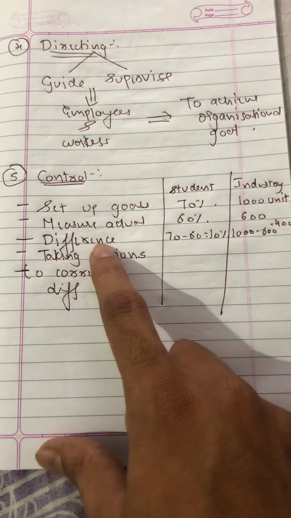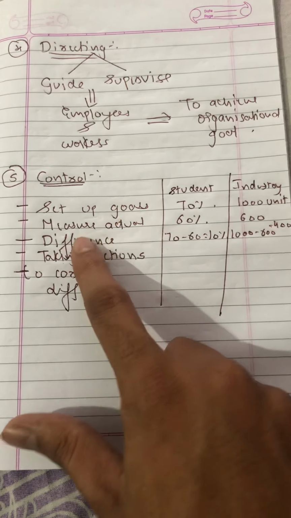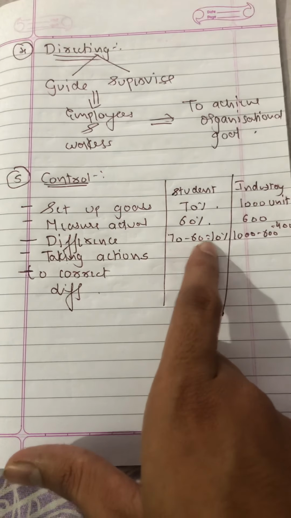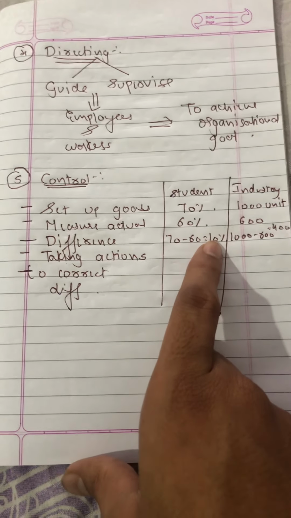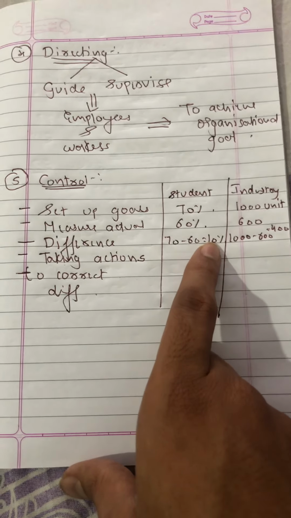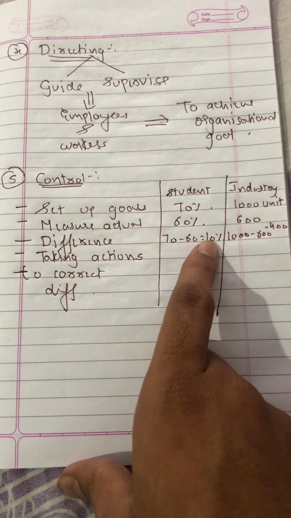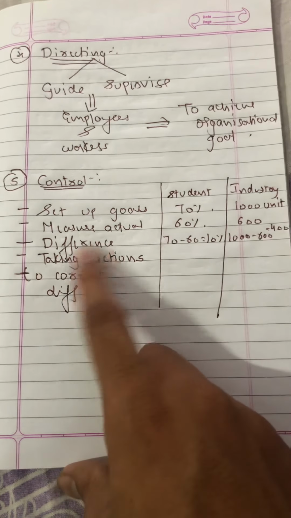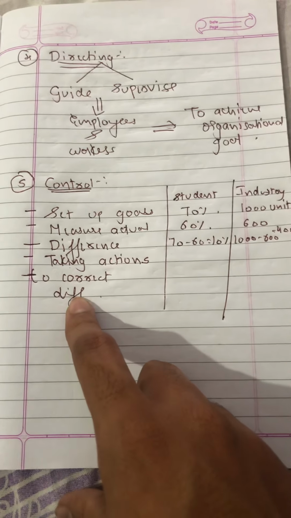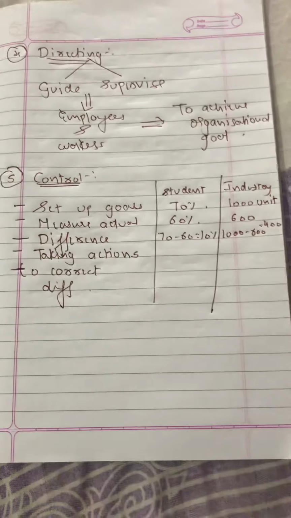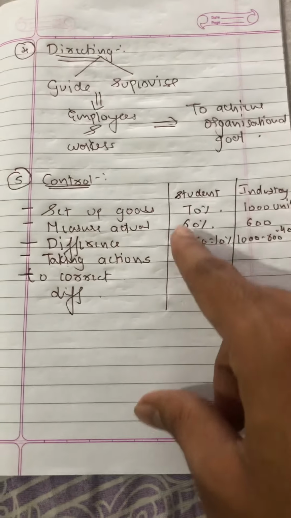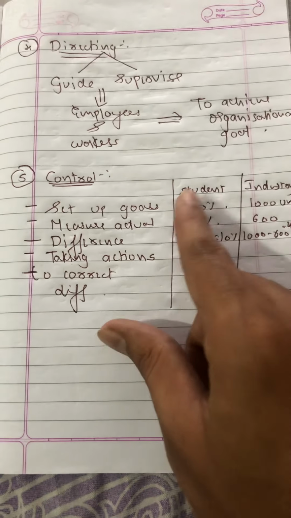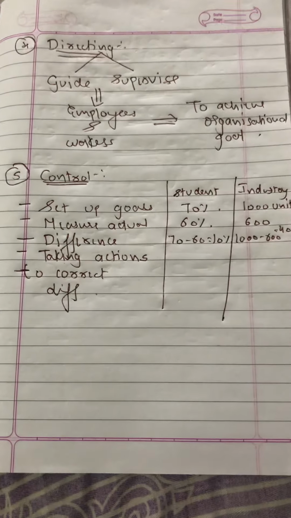What is the difference? Goal was 70, actual was 60. So what is the formula to calculate difference? Set up goals minus measuring actuals. The difference between both is called the difference. So what is the difference? 10%. You have achieved 10% less than goals. Is it good or bad? Bad. You have to take corrective actions to correct the difference. Now you have to do something so that from 60%, the difference of 10% gets covered and your goal of 70% is achieved.